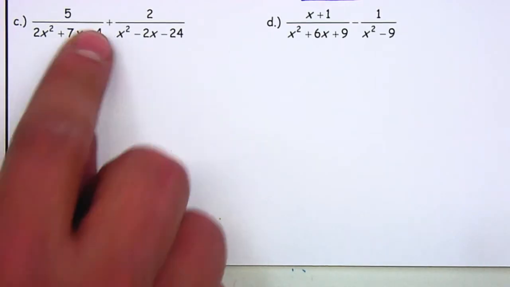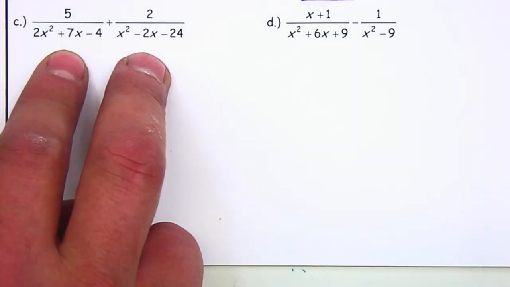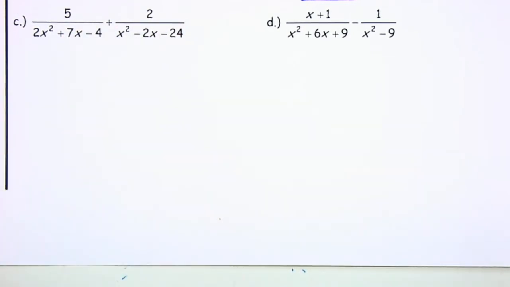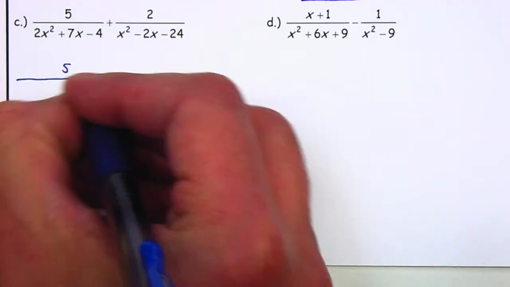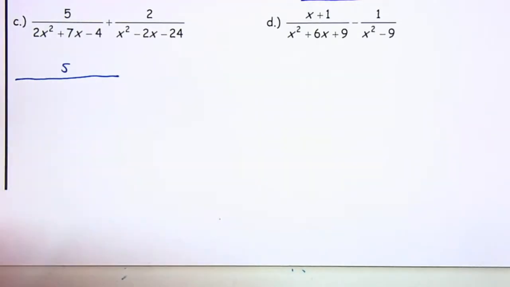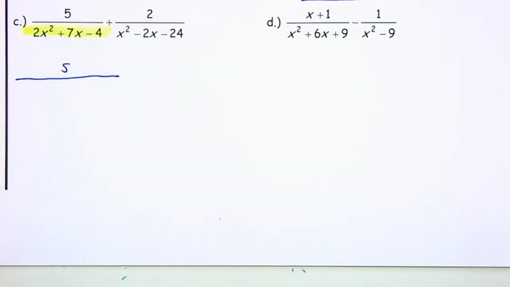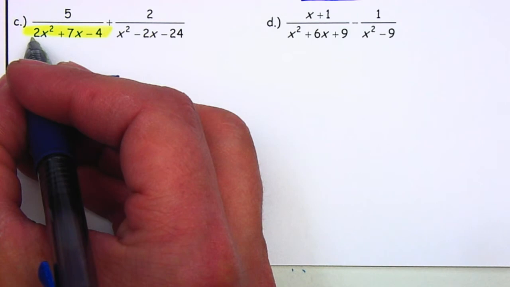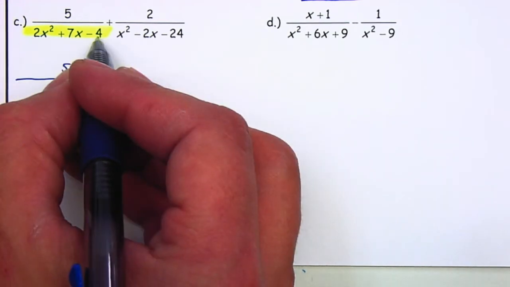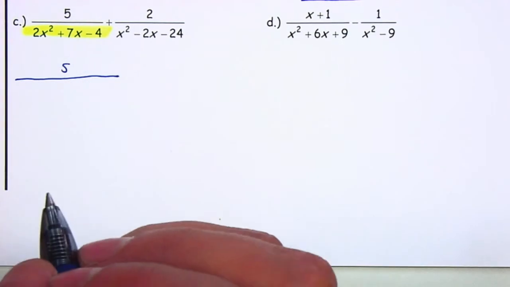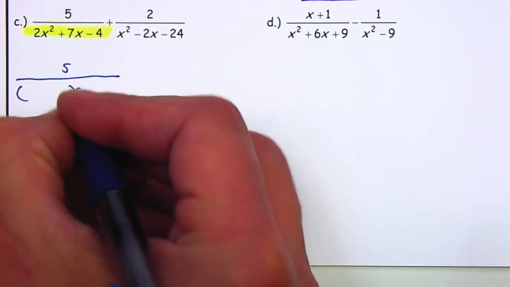We have an addition. We need to have the same denominator. So we want to factor the denominators so we can see if we can make them the same. The 5 will stay the same. On the first denominator, 2x squared plus 7x minus 4, is there a number that divides 2, 7, and 4? No. Do they all have an x? No. So I can just do my double parentheses.